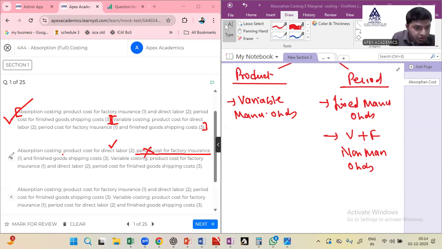It has to be a product cost. Therefore, option B is wrong. Option C, absorption costing, product cost is factory insurance and direct labor and period cost for finished goods shipping. So for absorption, they are absolutely correct.